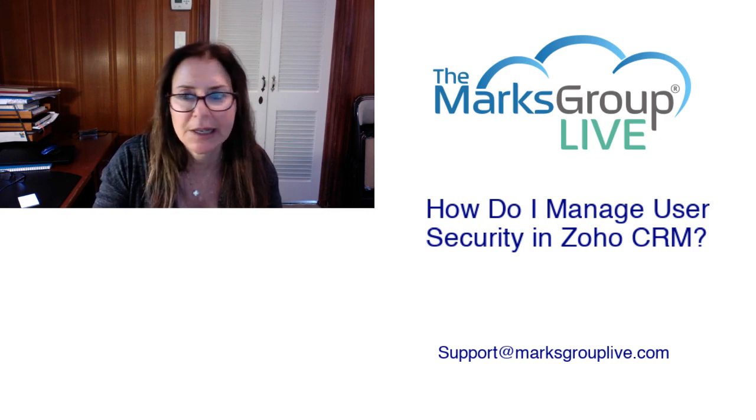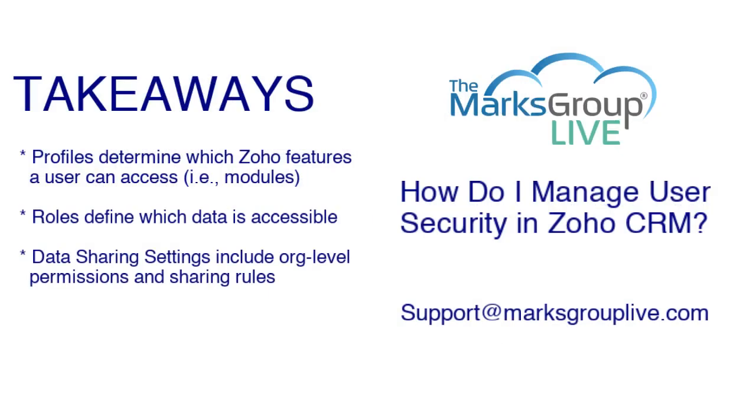Here are some of the key takeaways we're going to be discussing today. There are various ways that you can manage user security. The three that we're going to cover that are outlined here are profiles, which determine which Zoho features a user can access, and one example of that would be what modules they can access. Roles define which data is accessible to the user, and data sharing settings have two purposes. One is to determine the org level permissions, and the other is the sharing rules among users.